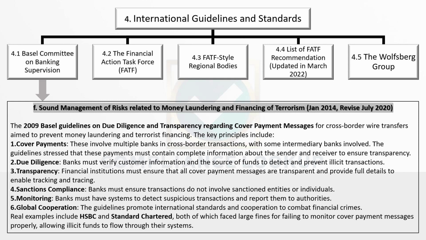Real example: in 2012, HSBC was fined $1.9 billion for its failure to properly monitor cross-border transactions, including cover payments linked to Mexico's drug cartels. The lack of due diligence and incomplete customer information in wire transfers allowed criminal organizations to launder money across borders without detection.